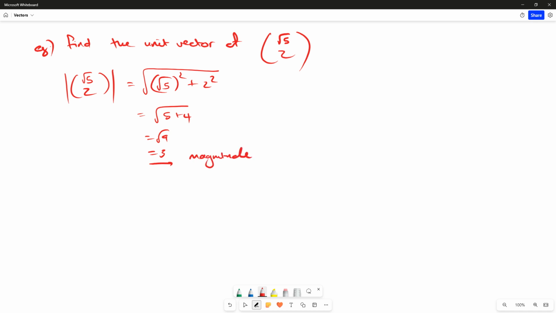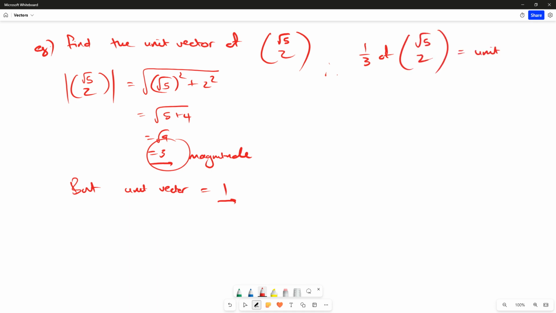But we know that a unit vector is, so we can even say, a unit vector is equal to, the word unit means 1. So that means we have to take this vector and divide it by 3 to get the unit vector, which means, therefore, that a third of the original vector is going to equal my unit vector, or 1. So how would you write that?